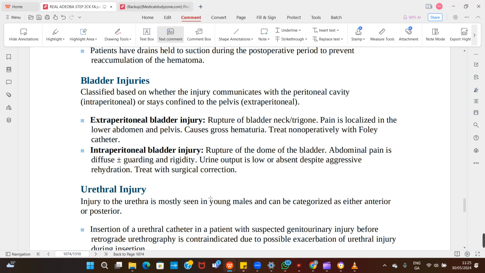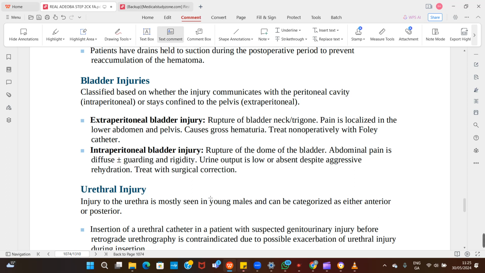So it's going to guide us, and urine output is going to be low or absent despite aggressive resuscitation, because the bladder is already torn. All the urine is just entering the peritoneal cavity. So in that situation, you need to do a surgical correction. You need to do a surgical repair, because you can't allow urine, which is an irritant, to keep entering into the peritoneum. So intraperitoneal bladder injury or dome injury is more severe than the extraperitoneal one.